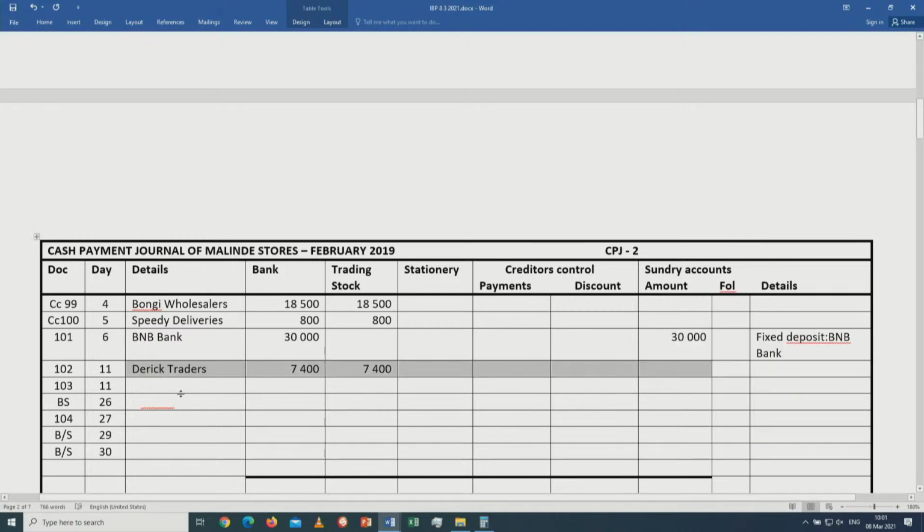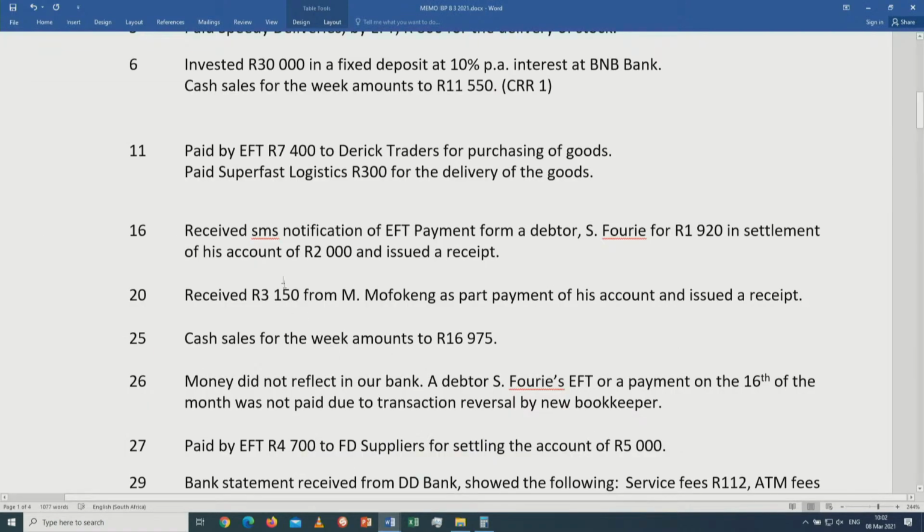You have Dietrich Traders because you are paying them. You paid through the bank 7,400, and then your trading stock is 7,400. All right. Then you need to go to the next one. Let's go to the question again.